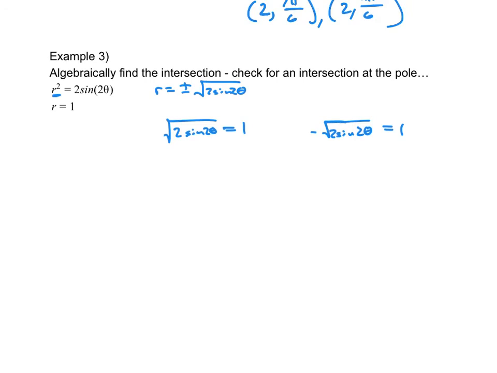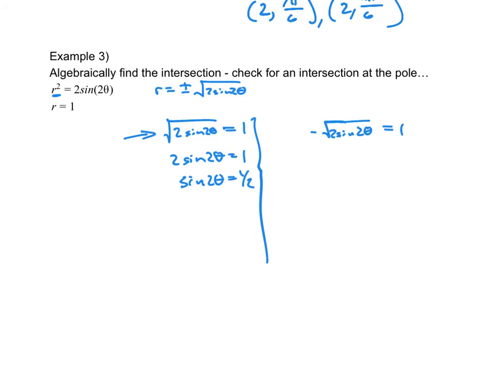We will square both sides here. Let's start with this first equation. Square both sides. We get 2 sine 2 theta equals 1 squared. Let's stay with this equation. We're going to stay on this side for now. Sine 2 theta equals 1/2.